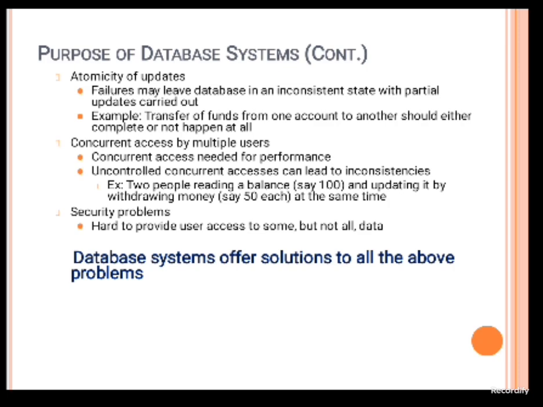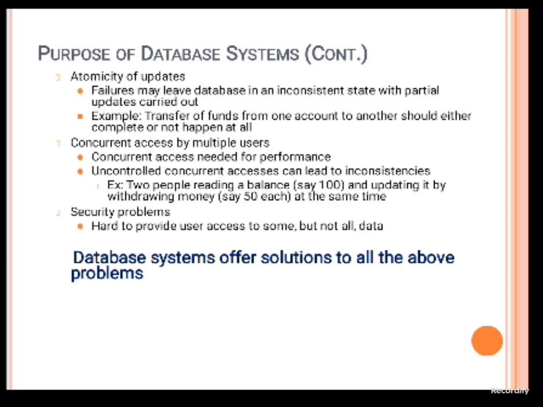For example, imagine transferring 5,000 from one bank account to another. The amount should be deducted from the sender only if it is successfully added to the receiver. If the system crashes halfway, the transaction should be cancelled completely. This prevents incorrect data. The next issue is concurrent access.